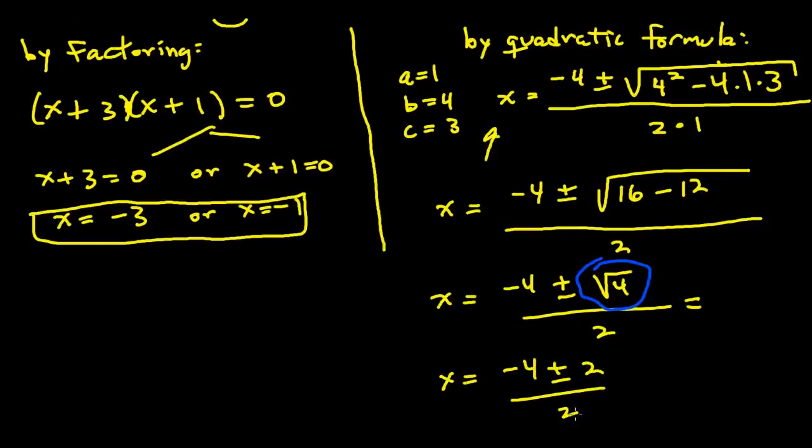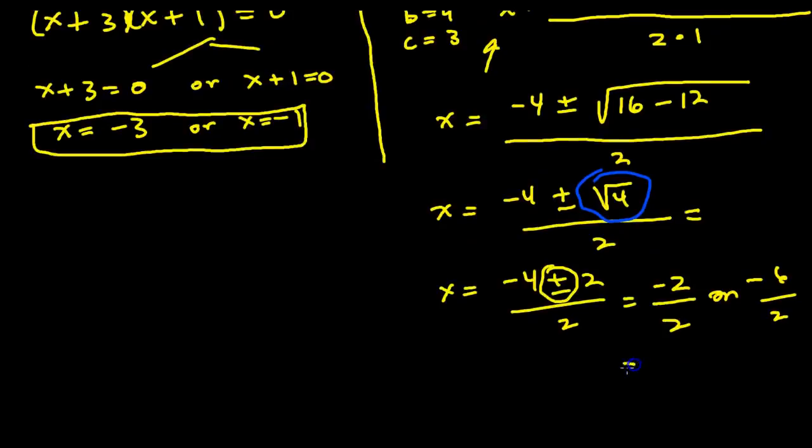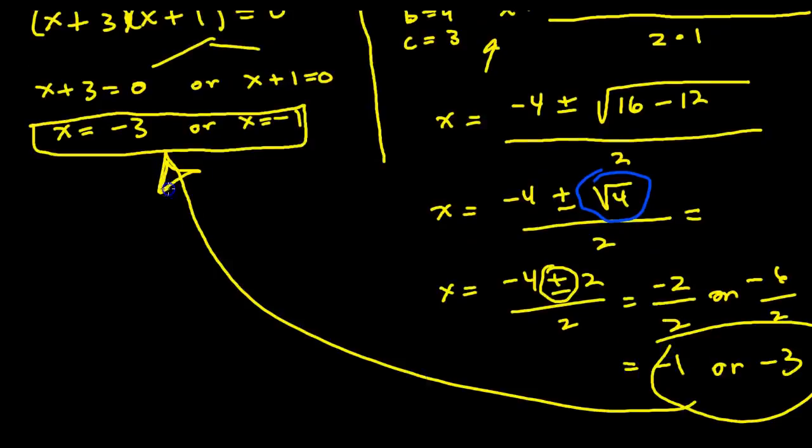So I'll get minus 4 plus or minus 2 over 2. Now, plus or minus means just that. I've got two options, which will lead me to two solutions in this problem. Minus 4 plus 2 is minus 2 over 2. Or the minus option, minus 4 minus 2, is minus 6 over 2. So finally, I simplify those two fractions. I get negative 1 or minus 3. And notice, this agrees with the solutions that I got by factoring.